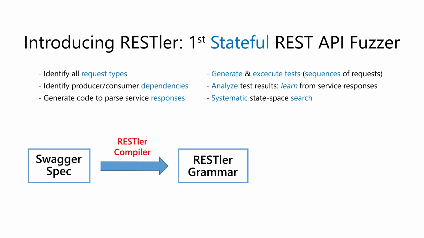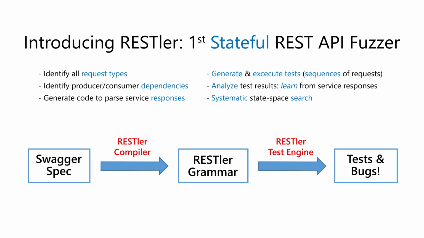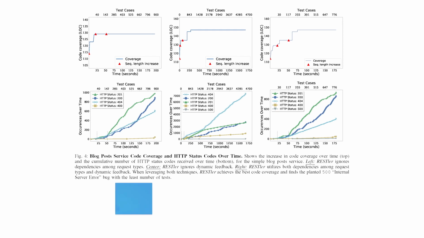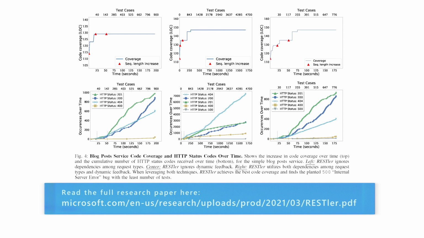The RESTler engine will take the fuzzing grammar and execute tests and actually report bugs that are found in the course of test execution. Tests here are going to be sequences of requests, and the engine uses a systematic state space search to cover those sequences, and it also has some algorithms to eliminate redundant requests to avoid fuzzing the same things over and over. Those of you who have done some fuzzing may know that there's a lot of repetitive coverage that gets generated during fuzzing.